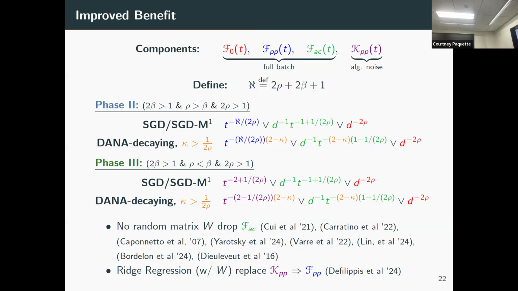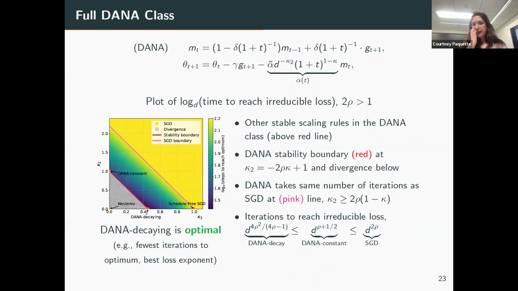If you wanted to do ridge regression, it just follows, you just drop the KPP term, replace it with FBP everywhere. So you can also get the ridge regression values from this. Same thing if you wanted to get the source and capacity, you just drop the FAC, so the grade term, everywhere. And you have the same rates. So it doesn't change anything.